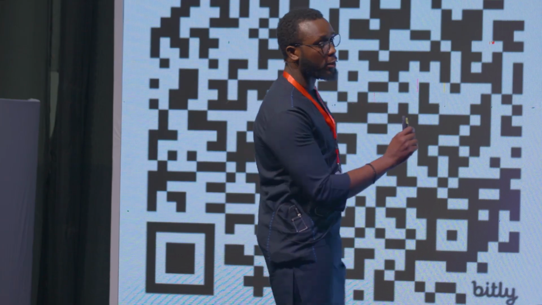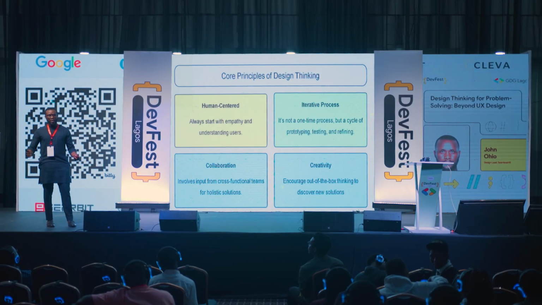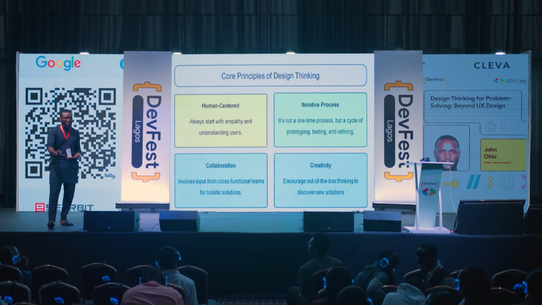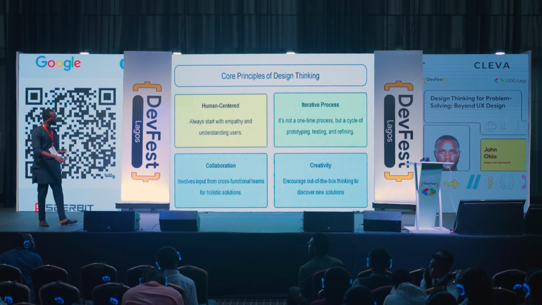And it's an iterative process, because sometimes the first solution may not even work, or the first solution may not cover the full scope of the problem. So you learn, you iterate on it. That way you'll be able to identify gaps and cover them.